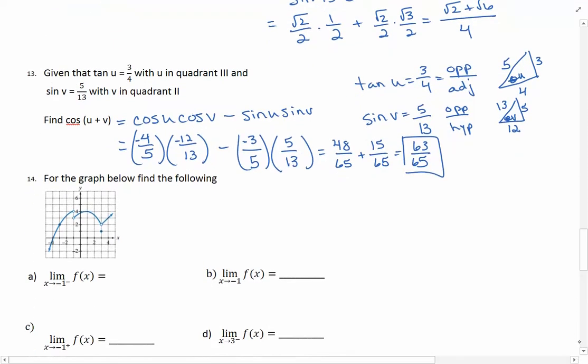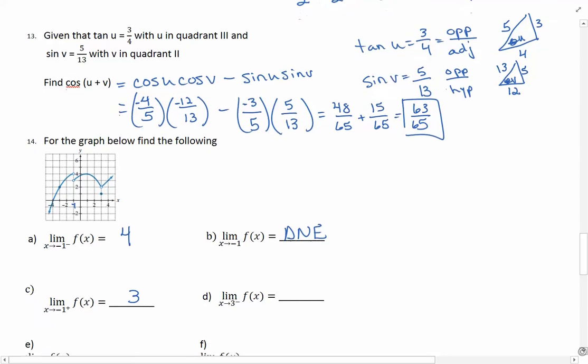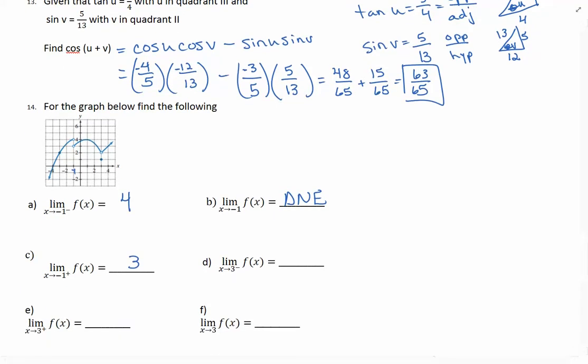Okay, on 14, we were just looking at these graphs and trying to answer some limit questions. So as you approach -1 from the left, here's -1, and you want to look at the y value from the left, you should see that it's coming onto 4. Now, as you approach -1 from the right, the y value is 3. So the limit at -1 does not exist, because in order for the limit to exist, you have to approach the same numbers from the left and the right.